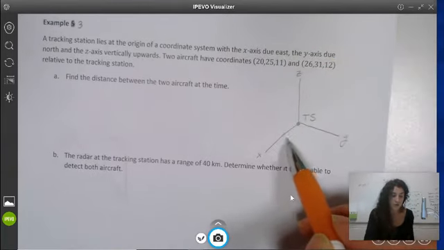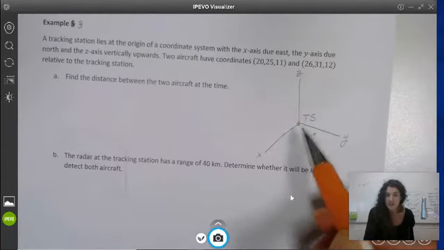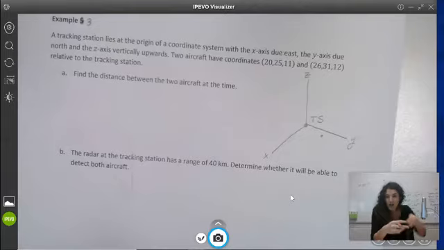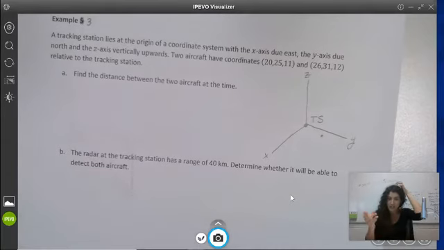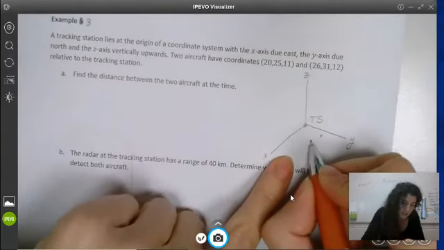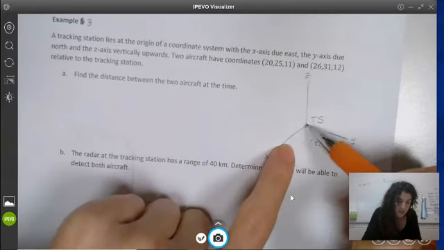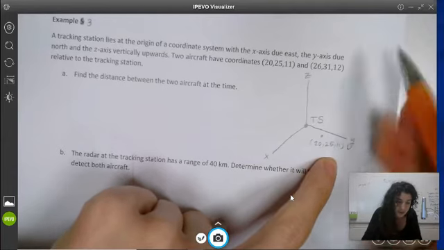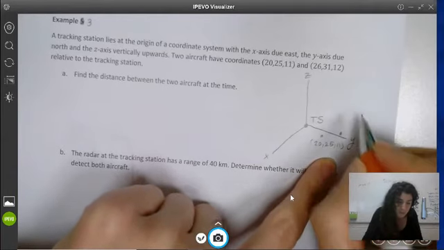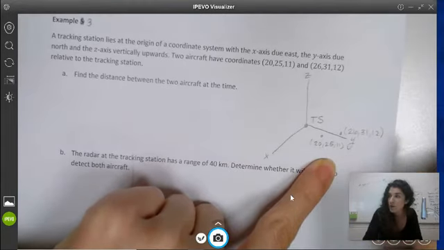So I've gone out 20 over 25, and then up 11. It looks kind of wonky, but it's this idea of you've come out a little bit and then over, and then now you're up a little bit more. And so the perspective gets a little wonky, but that's the idea. And we can say that that's the coordinate 20, 25, 11. And then 26 would go out just a little bit further, 31 would go just a little bit further, and then the next one would go up just a little bit more, and that would be 26, 31, 12.